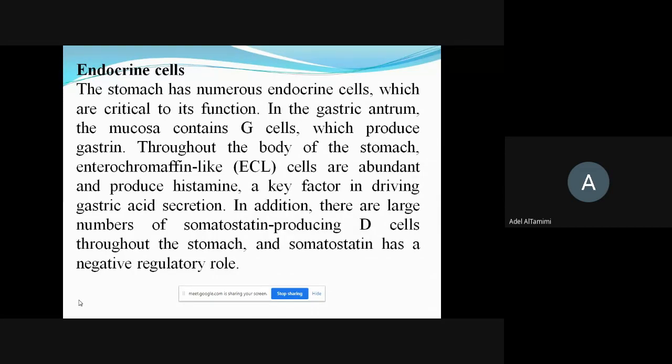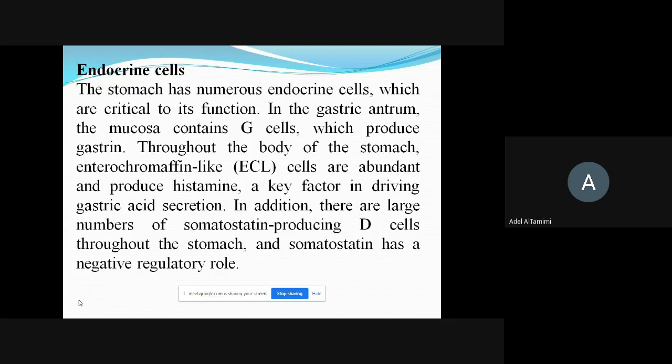So if there are no G cells or enterochromaffin-like cells, there is no action of the other stimulants of the stomach to produce gastrin, like the vagus nerve we mentioned before. So the vagus nerve is inactive in the absence of these important hormone producing cells.